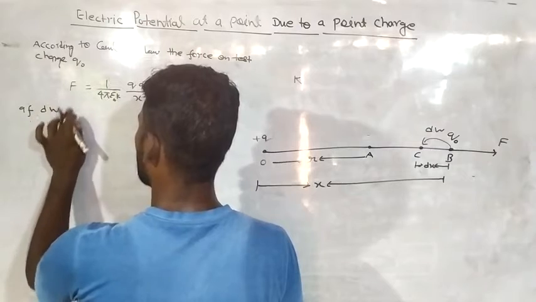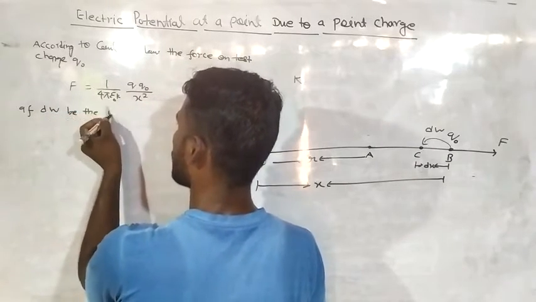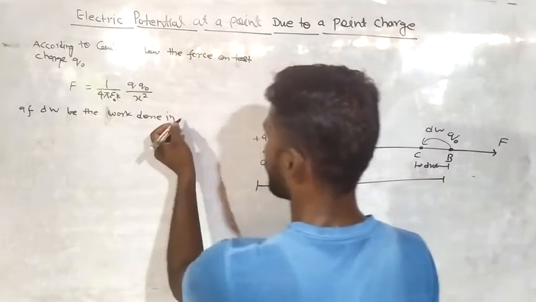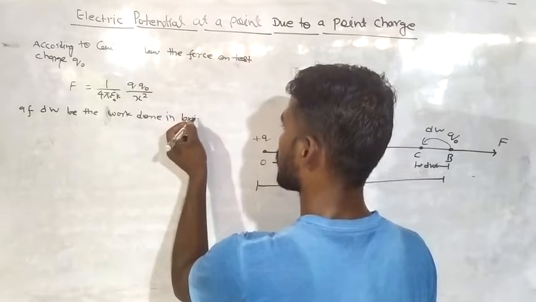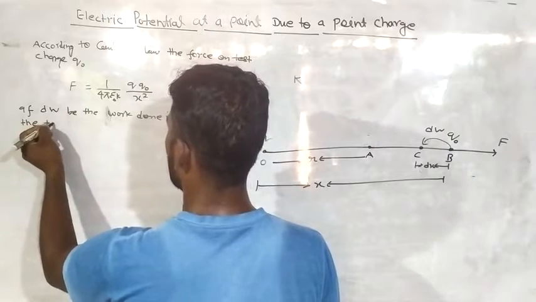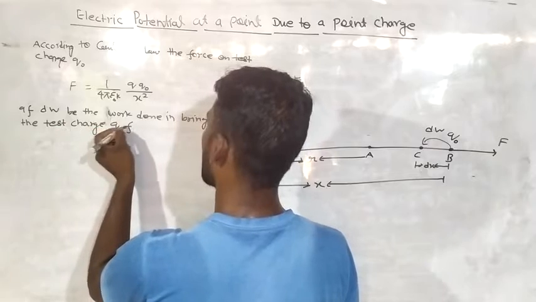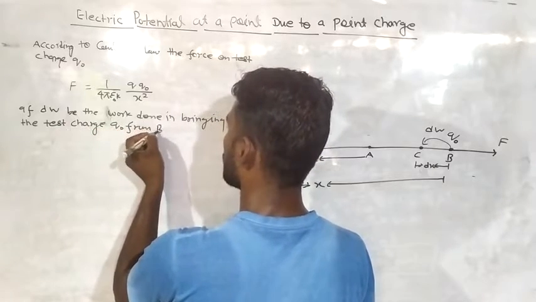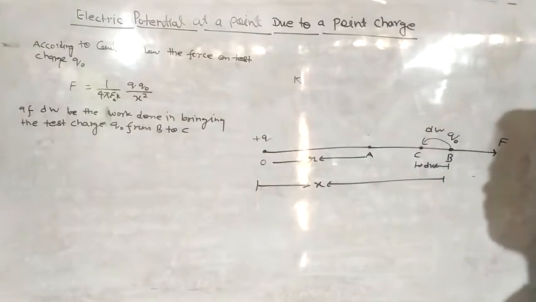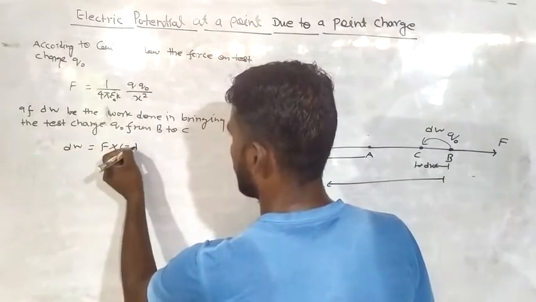Let dW be the work done in bringing the test charge Q naught from B to C. We can write dW is equal to F into minus dx.